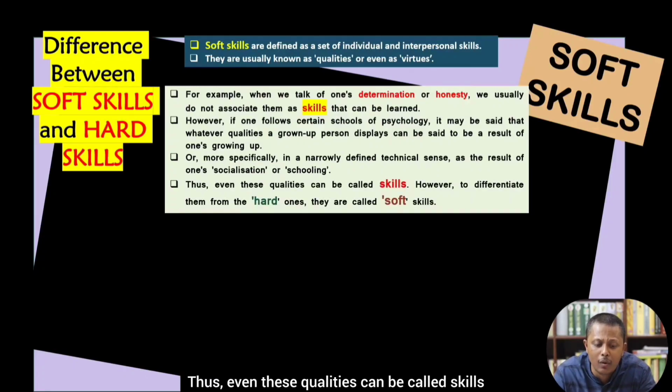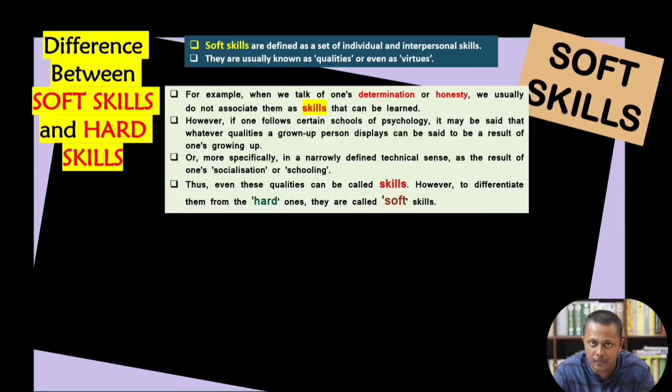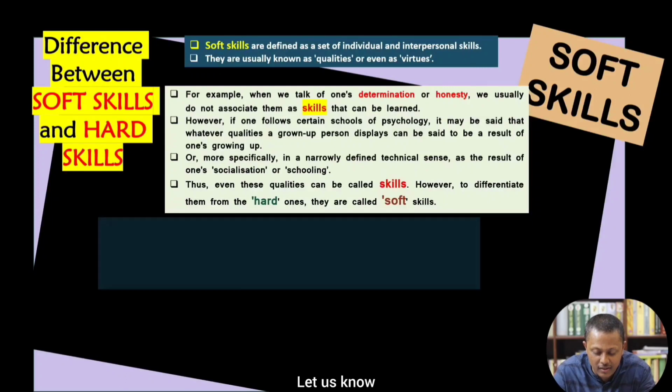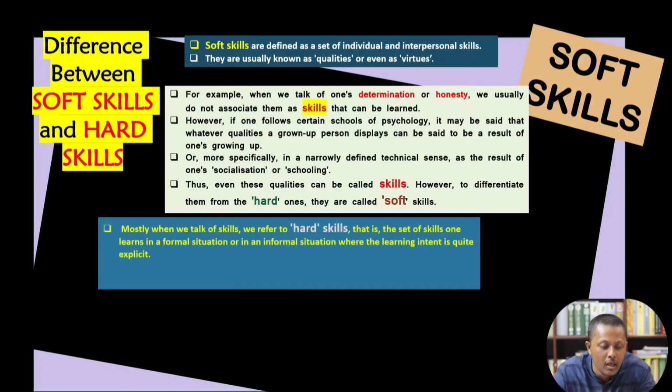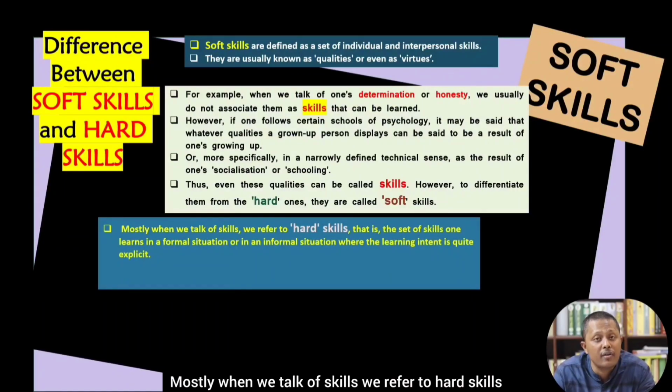Thus, even these qualities can be called skills. However, to differentiate them from hard ones, they are called soft skills. These are skills, but hard skills are a different aspect. These are soft skills. Now, where lies the difference? Let us know. Mostly when we talk of skills, we refer to hard skills.